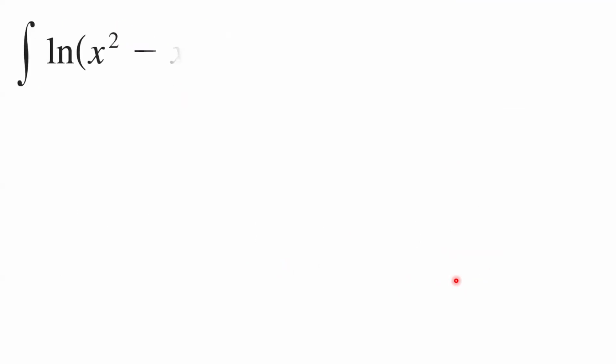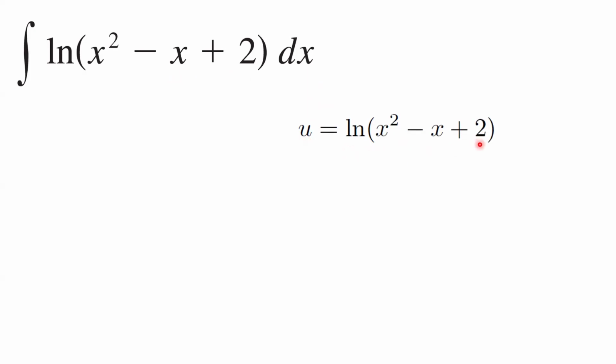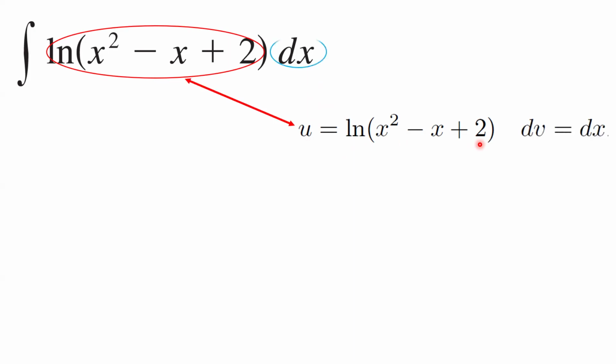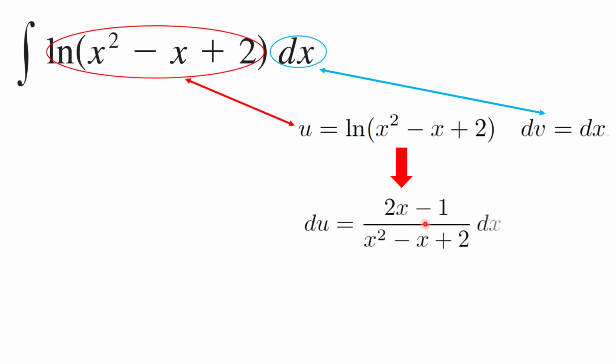In this question, I gave you the integral of ln of x squared minus x plus 2 dx. We're going to apply the method of integration by parts first. So let's take u to be ln of x squared minus x plus 2, and let us take dv to be dx. So we need to find the derivative of u, which is going to be 2x minus 1 divided by x squared minus x plus 2 dx. Well, v is equal to the integral of dx, which is x itself.